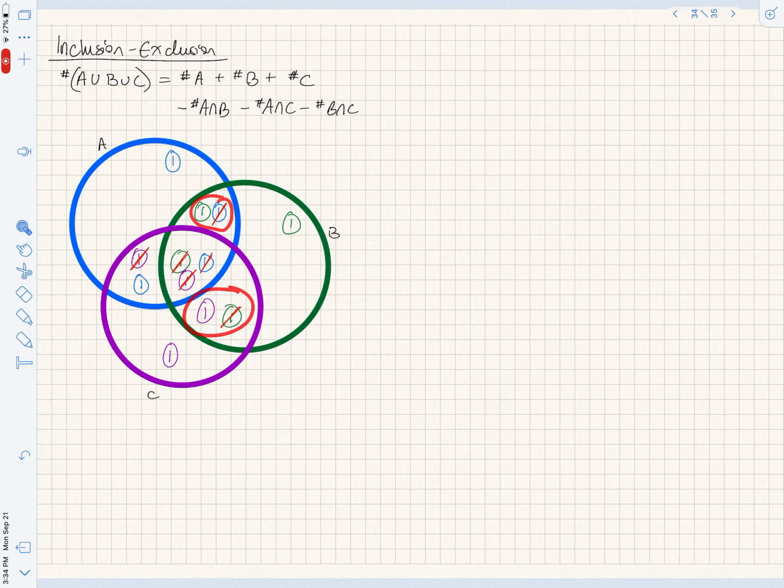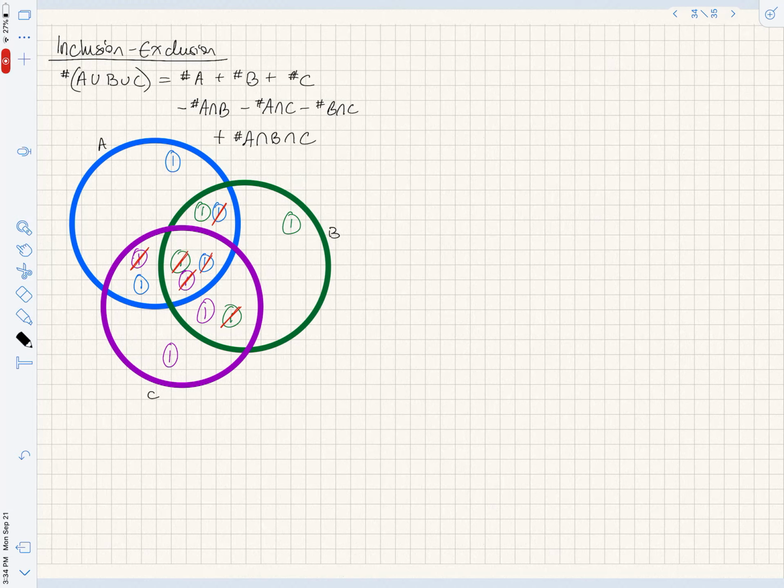And now what happened? Well, now this region and this region are correctly counted. But deeper in, I've still overcounted. I've counted everything once and I've subtracted out once. So I still need to add that back. So I want to count that once. So now I'm going to get the size of A intersect B intersect C.